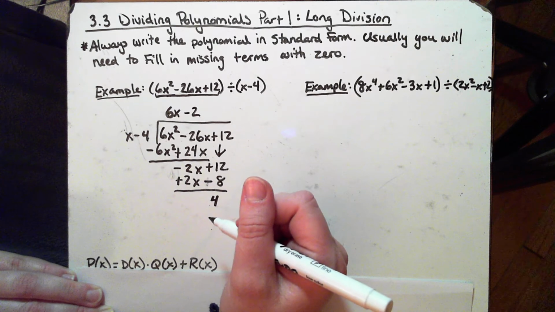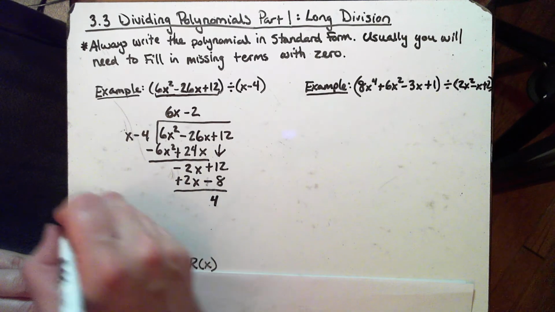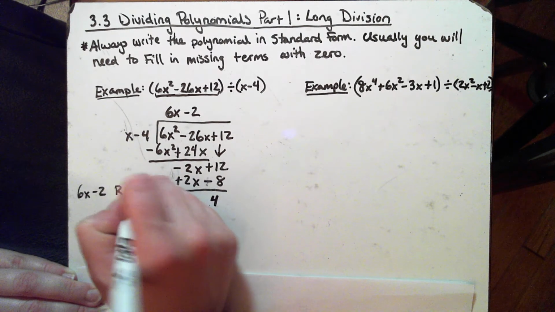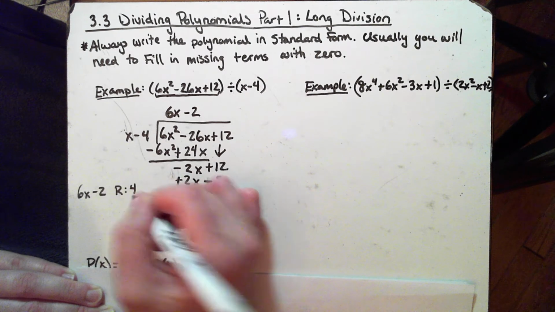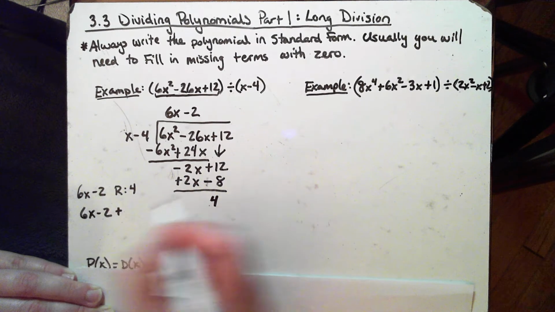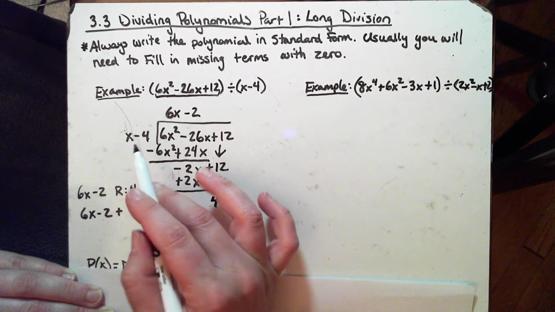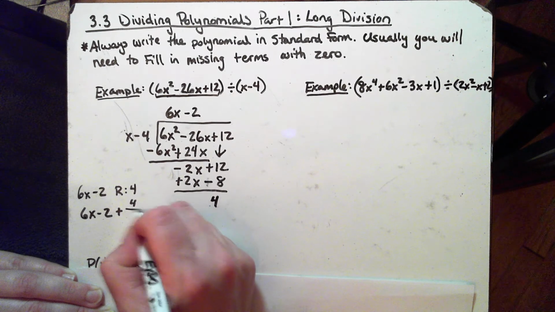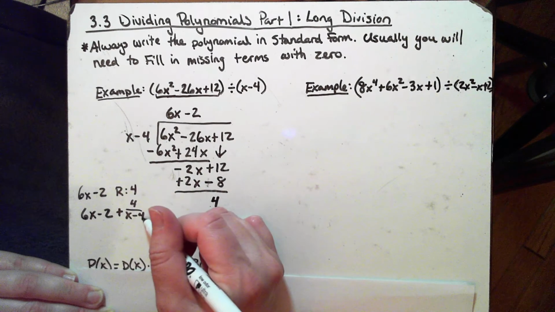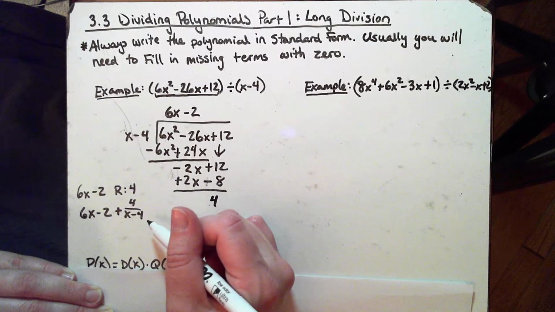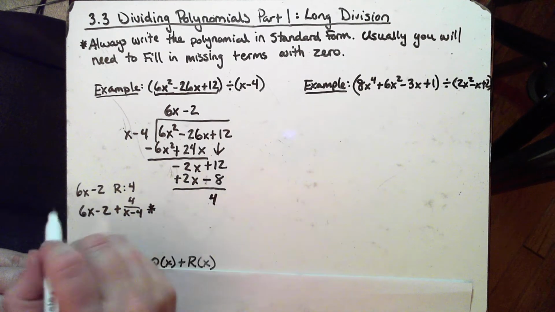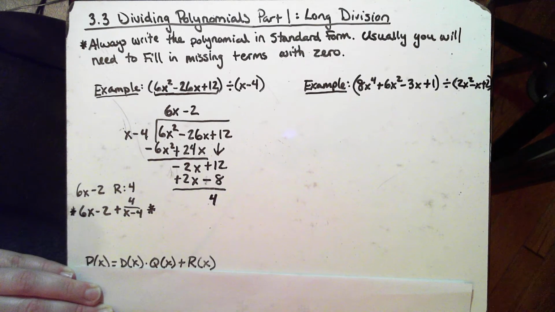Now you have a few options for writing your answer. You can literally just write 6x minus 2 with a remainder of 4. That is my least preferred option. My favorite option is to take that remainder and add it on as a fraction because it's 4 divided by x minus 4. So the remainder just goes over this. And that is a fraction here that's added on. That gives you a lot of information. That is my favorite way. I'll put a little star next to it to show you that is my favorite way. Okay, that makes me happy.